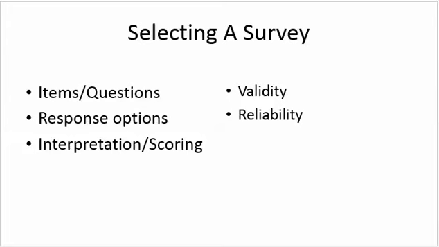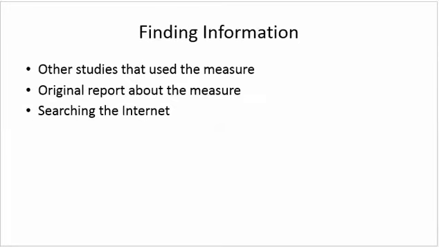That information also helps us decide whether the survey is valid for our study. Ideally, we'll also be able to determine the reliability. But how do we go about finding that information? There are a few ways to go about that. We can look at the articles reporting on other studies that use the measure. We can use PsycInfo, and we can always use the internet.